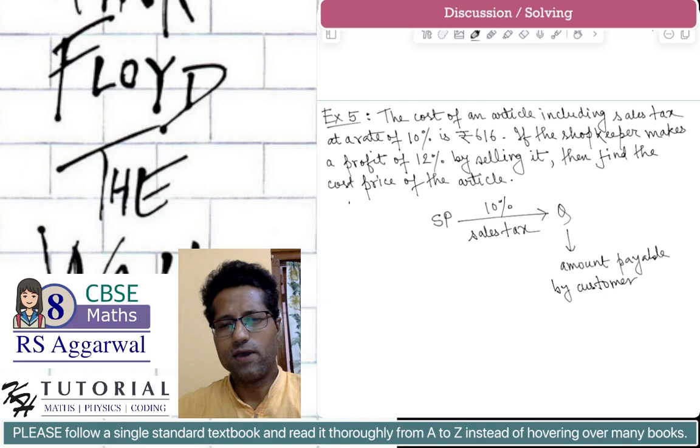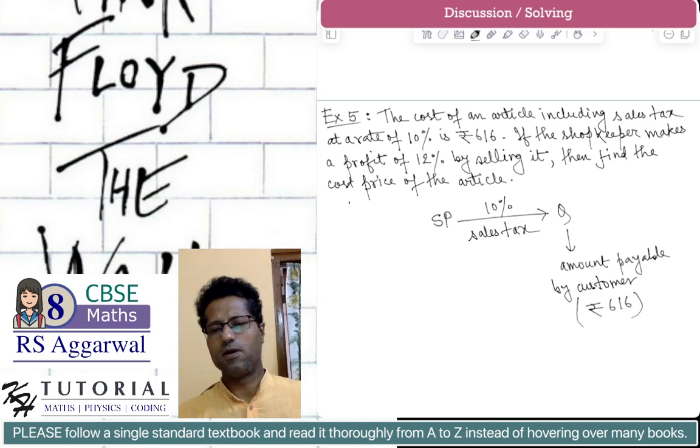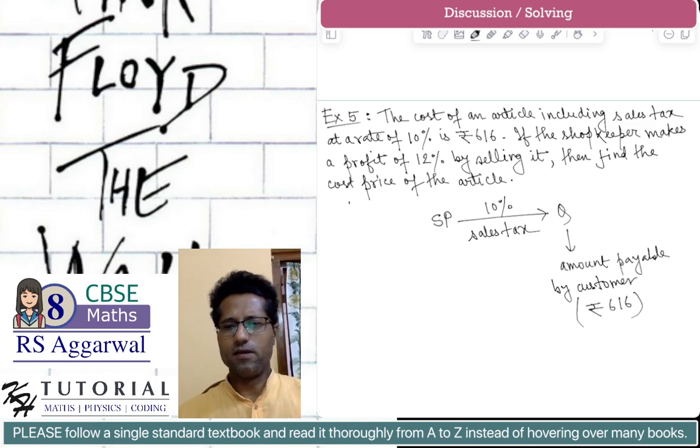which is referred to at the beginning: the cost of an article including sales tax at a rate of 10% is rupees 616. So this is rupees 616. That is the final amount Q, the final price that the customer has to pay. So we know the sales tax percentage, and we know the final amount paid by the customer, so we can get the selling price.